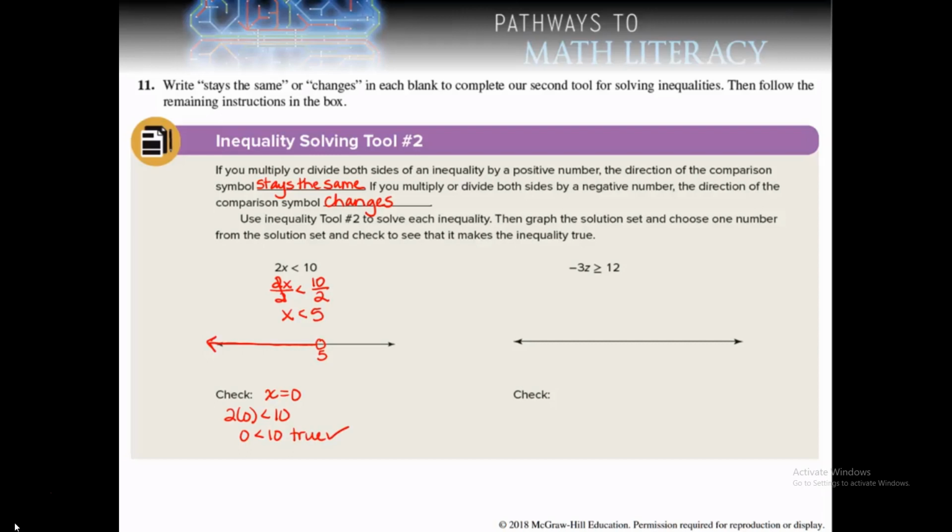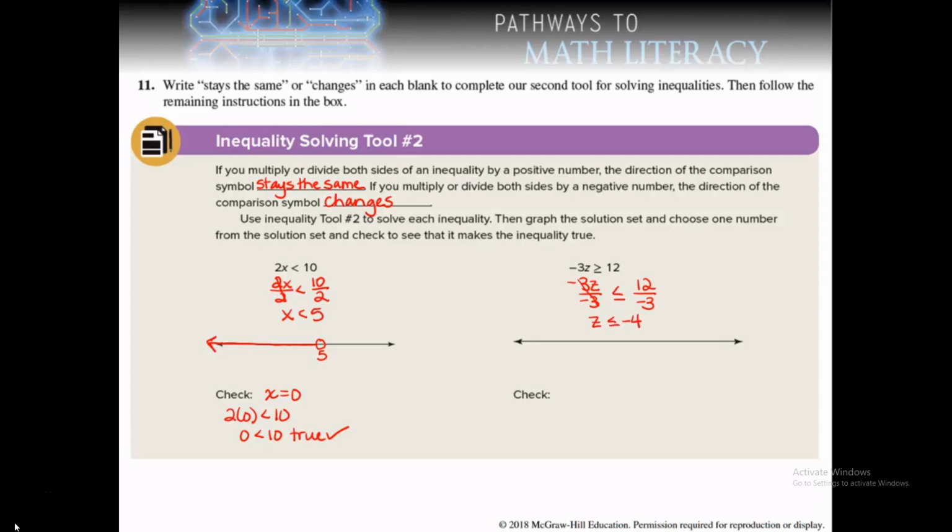Our next inequality is negative 3z greater than or equal to 12. So here we need to divide both sides by negative 3. And what we've learned is that that will actually change the direction of the inequality. So we're going to end up with z less than or equal to negative 4.